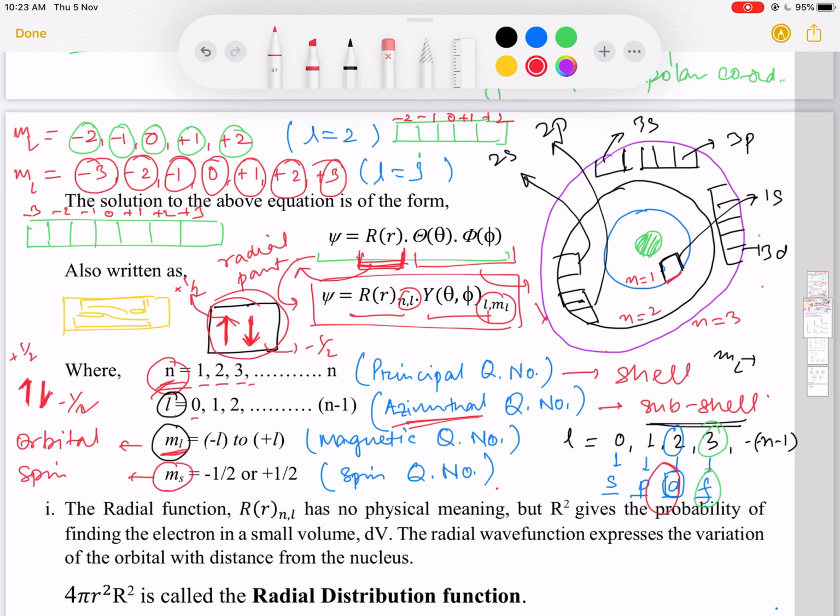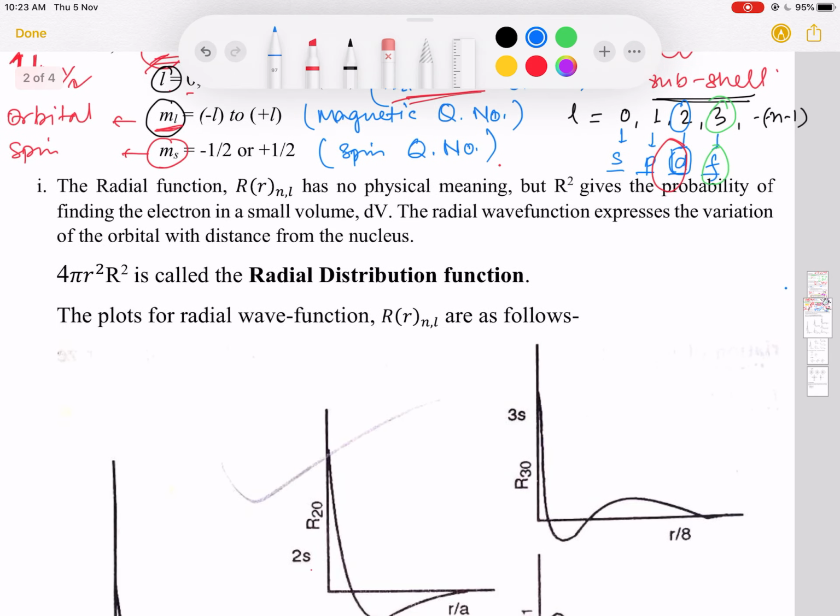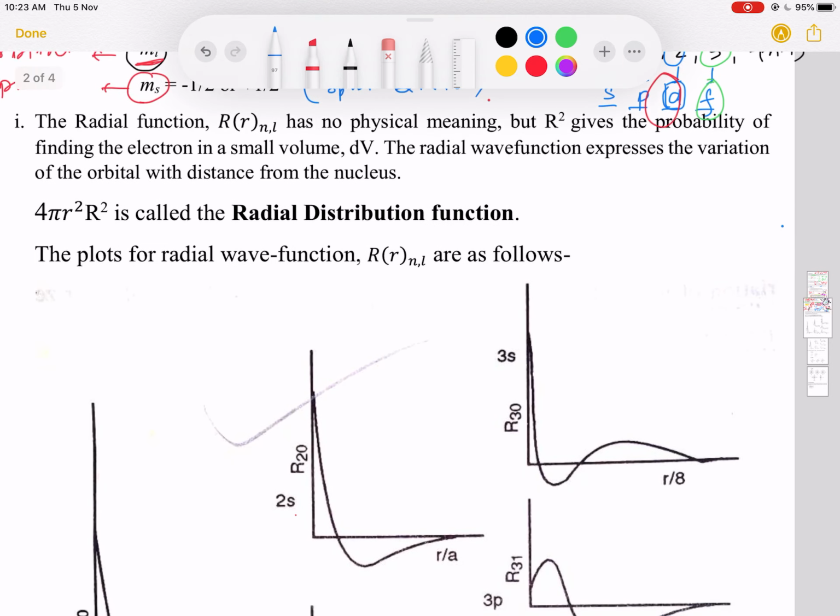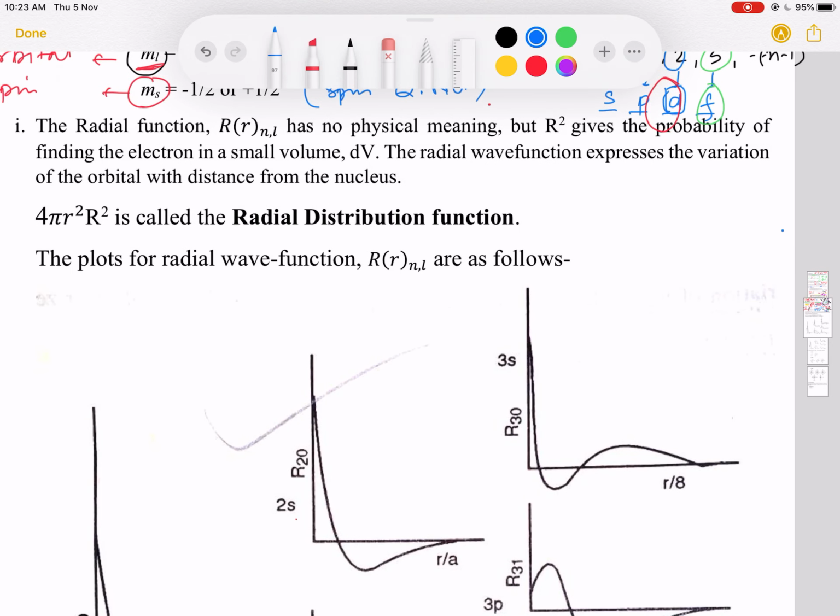Now see, from the solution of the Schrodinger equation for the hydrogen atom, we got that it has two parts. One is the radial part, one is the angular part. Let us discuss the radial part first. The radial part, r, does not have any physical meaning.